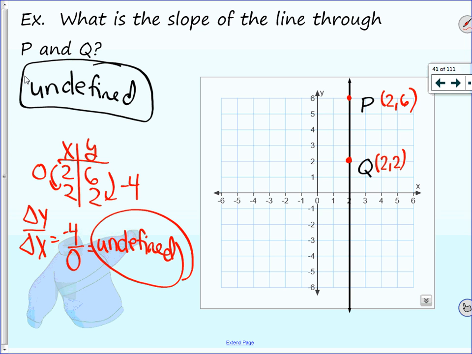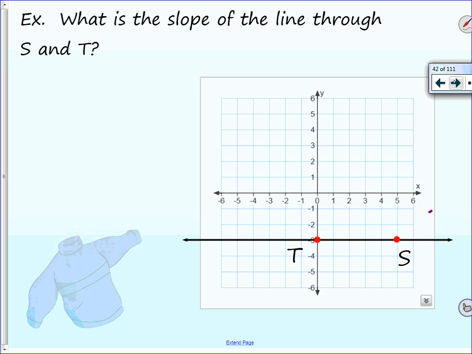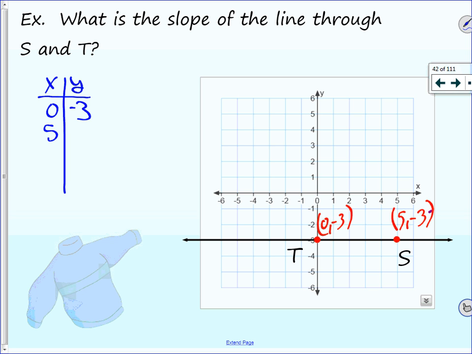So why is it 0 and it's a flat line? Okay, so if it's a flat line, like this, let's identify these points. What is this point? 0 and -3. And what's this point? 5 and -3. Okay, let's put those in a table. 0, -3, 5, -3.